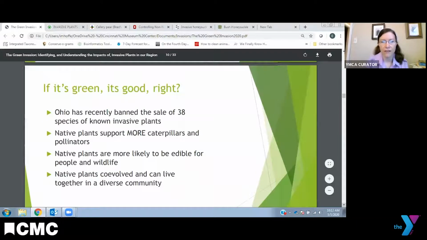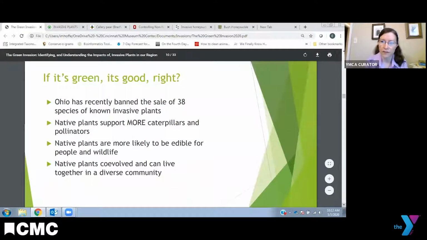All right, just a little fun facts here. So recently, Ohio banned the sale of 38 species of known invasive plants. So that is an excellent first step. Of course, a lot of them have already escaped since we know they're invasive. They're probably already invading, so this can slow things down. So it's a good move, and it's also raised awareness.